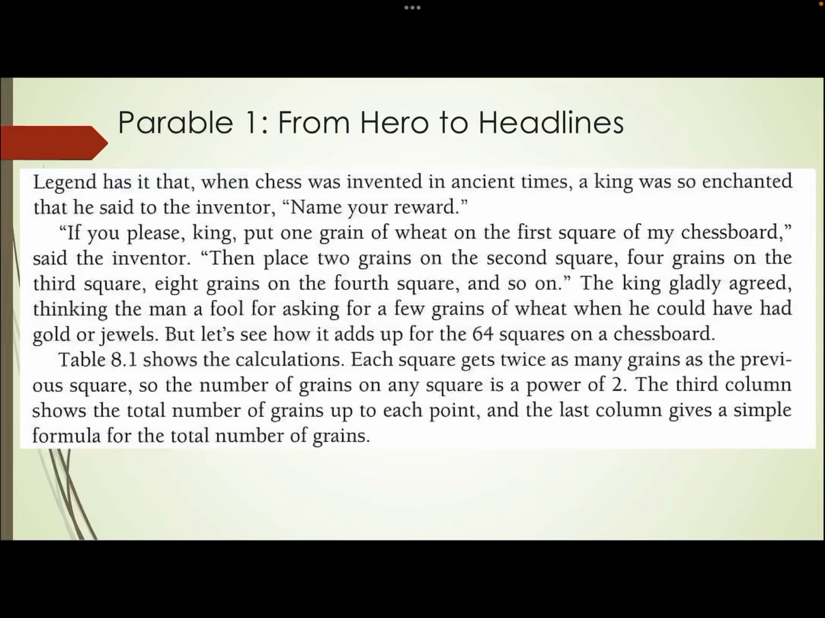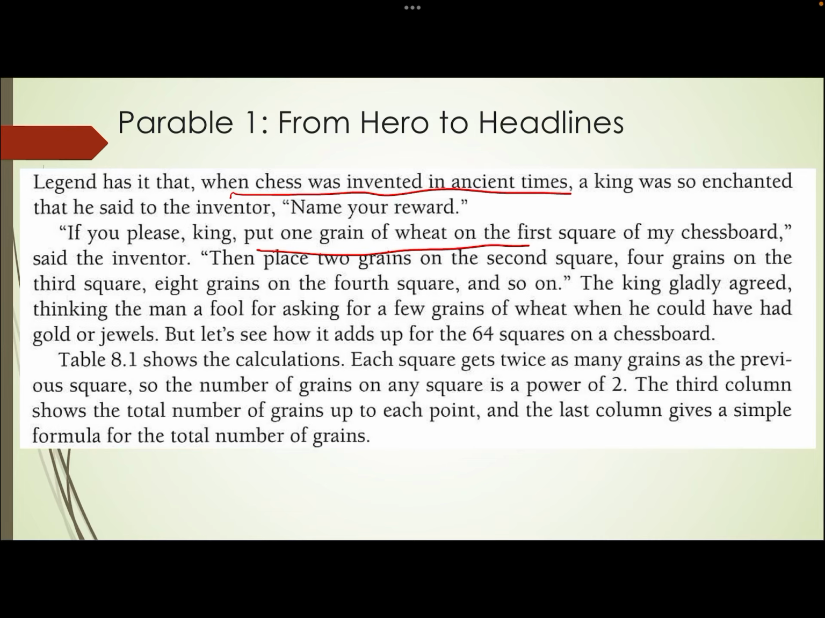So there was a king that was so enchanted that he said to the inventor, "Name your reward," when chess was invented. "If you please, king, put 1 grain of wheat on the first square, then place 2 on the second, 4 on the third, 8 on the fourth." So is this a linear or an exponential growth? Yeah, it's exponential because it's doubling every time.